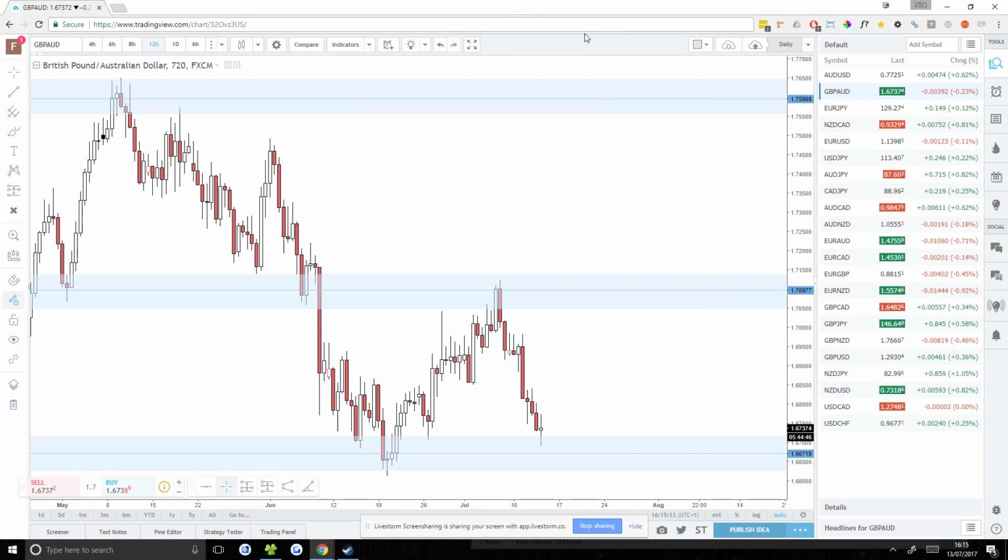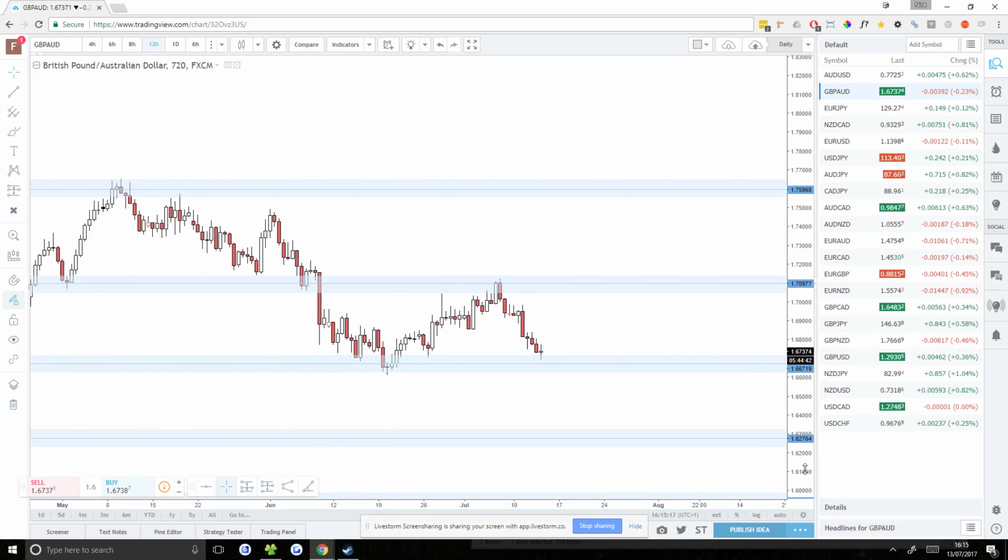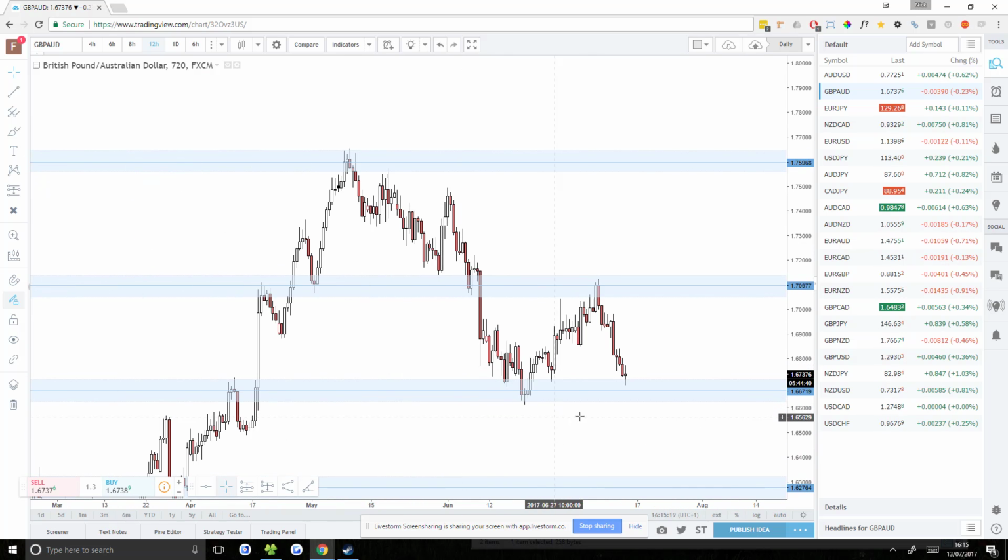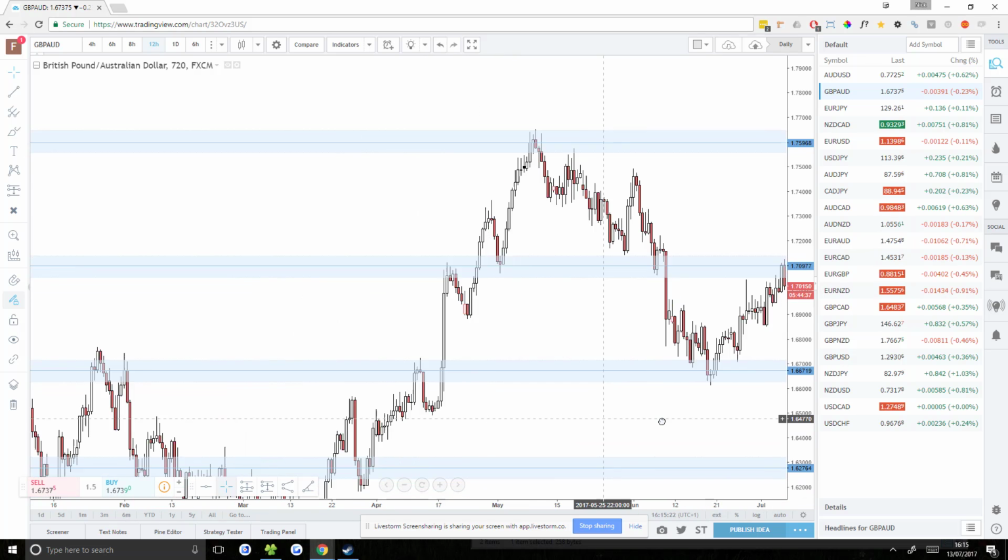Rodolfo is asking, where's my stop loss? Where's my support resistance on GBPAUD? It's at the 16670.